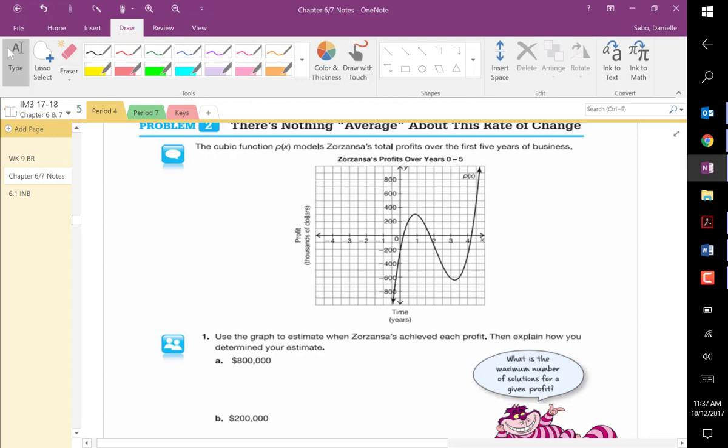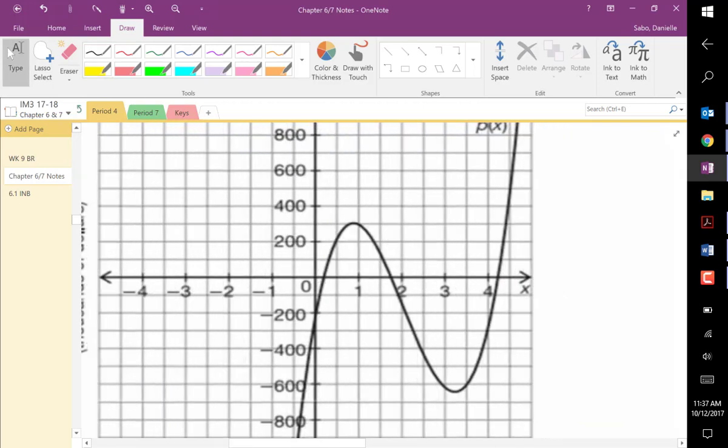Same exact graph. Use the graph to estimate when Zorzana's achieved profit, then explain how you determined it. So, can someone tell me where 800,000 is? When did they make $800,000? When did this company make $800,000? What do you think over there?